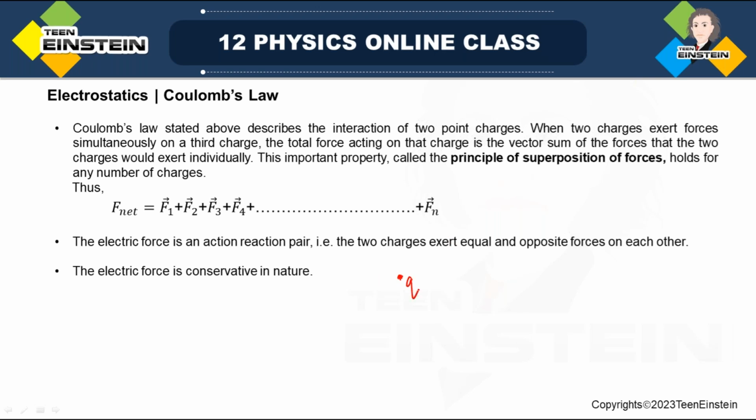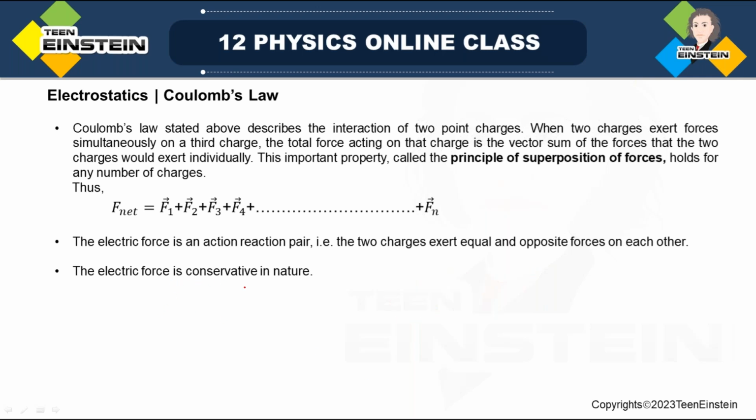Suppose I have q1 here and q2 here. If I find the force due to this, there must be an equal force on the other, and these two will have the same magnitude. Suppose it is a repulsive force: they will push each other, and maybe there will be a possibility of equilibrium if the charges are equal in magnitude.